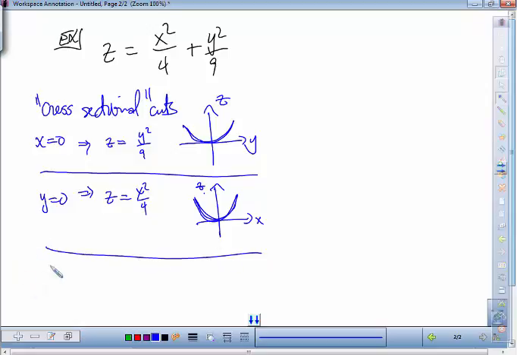All right, so let's try another one. Let's say what happens on the xy plane. And you'll see this quite a bit, and you'll have to be able to deal with this. When z is equal to 0, I have 0 is equal to x squared over 4 plus y squared over 9, which is what? What is this? What points x and y can I put in here to satisfy this equation?